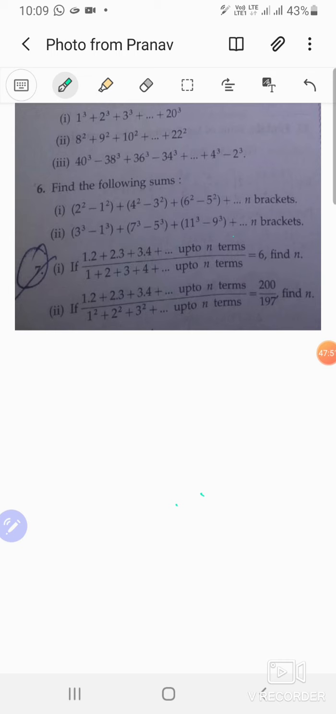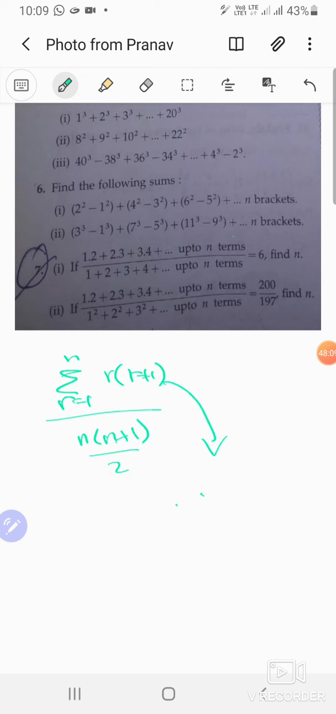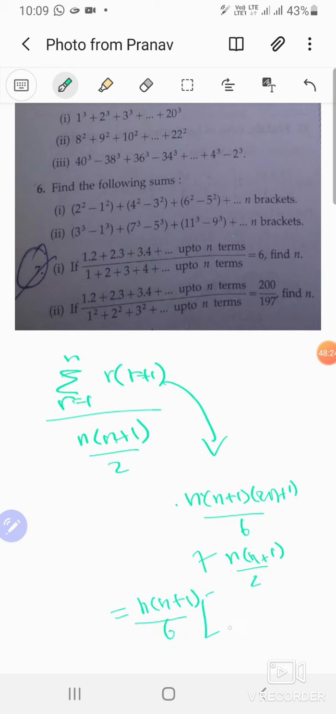Okay, that's a nice question. I'll just do this. I mean, it looks nice. So you've got summation from r equals 1 to n. You've got n terms, right? So it's supposed to be r into r plus 1, till n terms, which is n into n plus 1 upon 2. What about this thing? So r squared plus r, that is supposed to be n into n plus 1 into 2n plus 1 upon 6 plus r. So you have n into n plus 1 upon 2, which is n into n plus 1 upon 6 into 2n plus 1 plus 3, which is 2n plus 4.